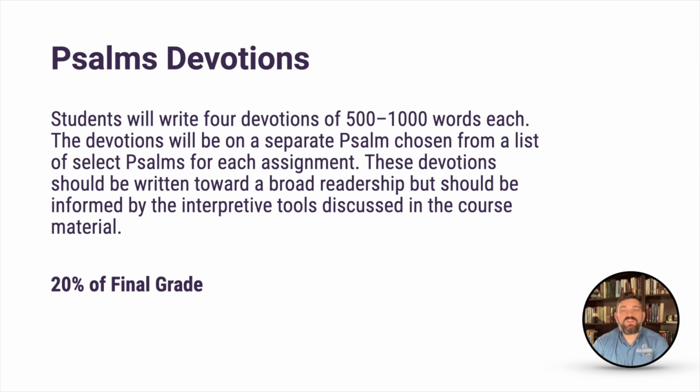Okay, and what we're going to be doing with these is, over the course of these 4 devotions, we're covering different genres in the Psalms. So praise and lament and hymns and wisdom are the 4 categories. So when you get to these assignments, what you'll have is a list of about 5 or 6 Psalms that you may choose from, and you're going to create a devotion on these.